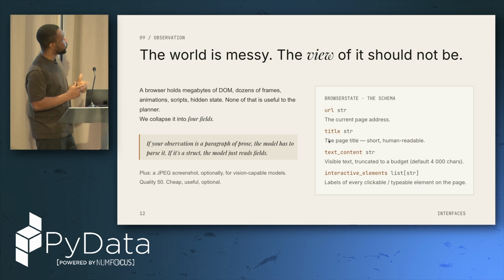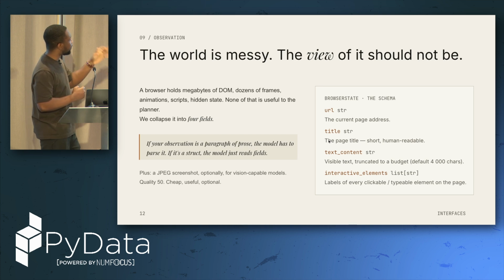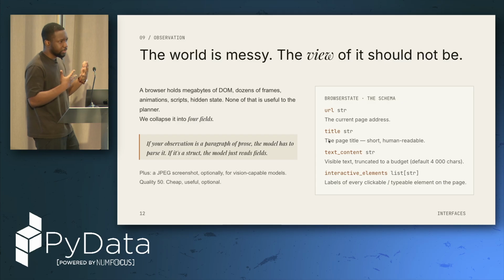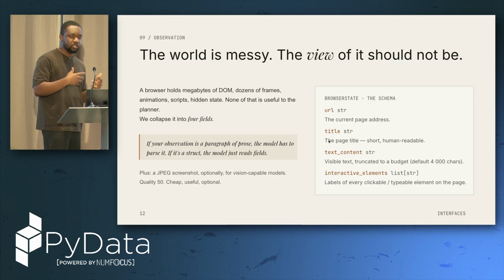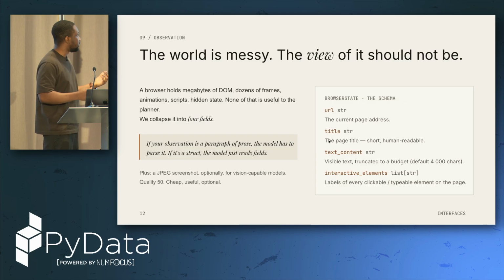In our case, we would strip things down to just 4 fields. The URL of the page so that the planner knows where we currently are, the title of the page, the text content, and interactive elements, which are some of the most important things for a web-based agent. Interactive elements are things that you can click on to navigate the page, forms that you can fill, etc.